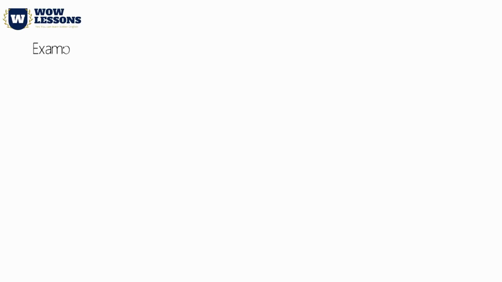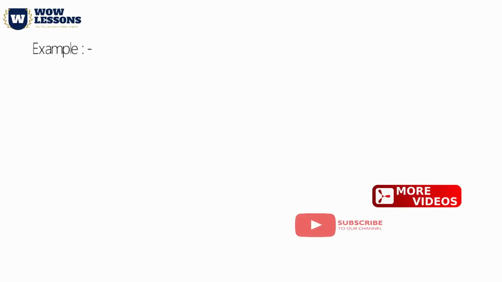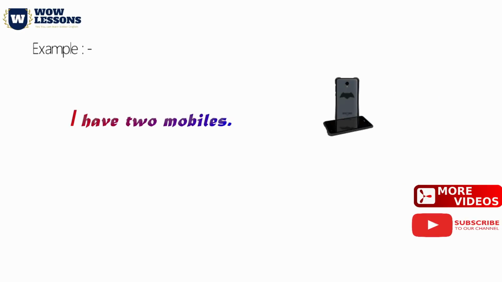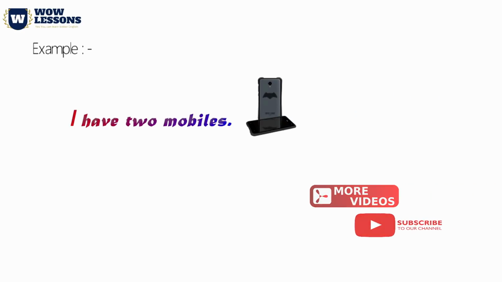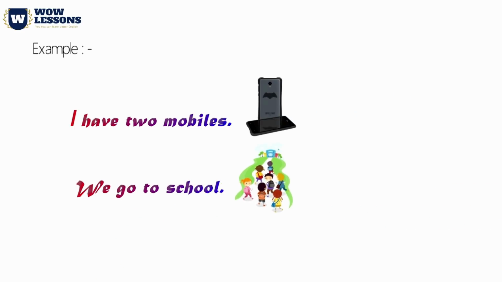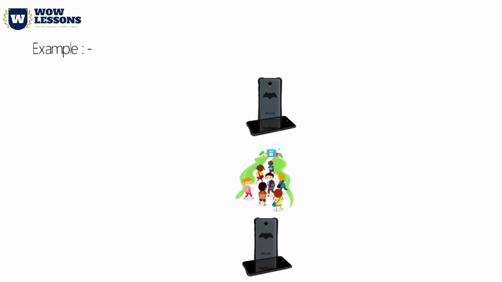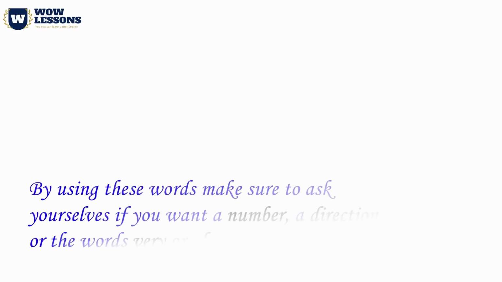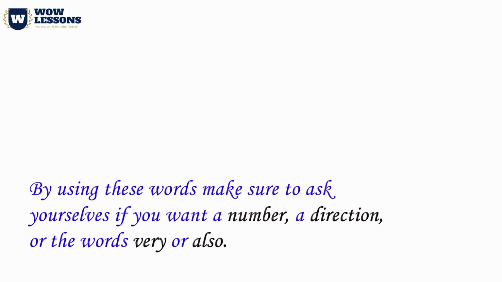Let's go through some examples to understand better. I have 2 mobiles. We go to school. I have 2 mobiles too. By using these words, make sure to ask yourself if you want a number, a direction, or the words also or very, which should assist you to decide which terms to use.